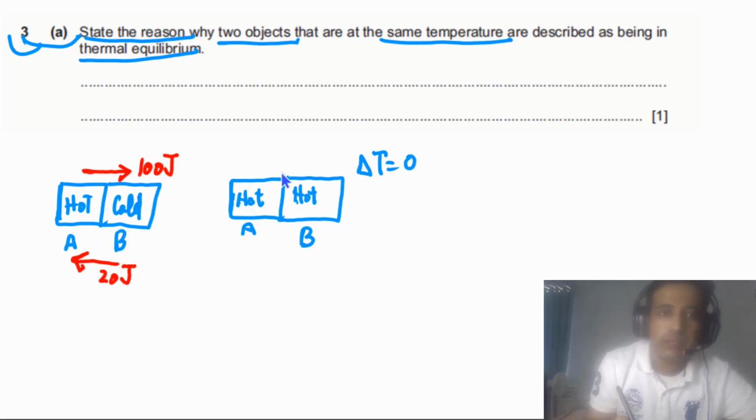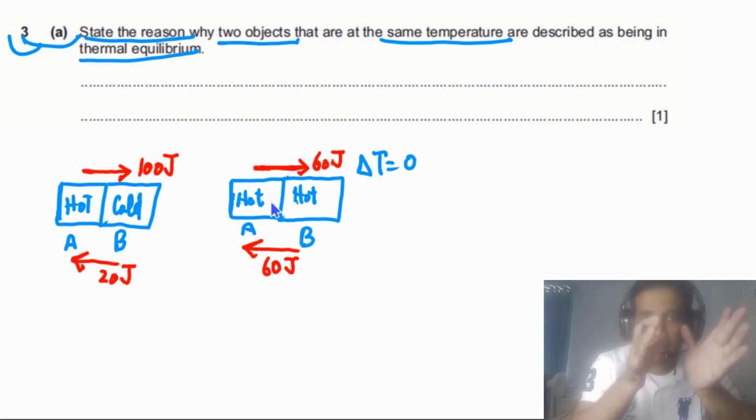In this case, it doesn't mean that there is no thermal energy transfer when they are at the same temperature. When they are at the same temperature, there is no net thermal energy transfer, but still thermal energy will flow from A to B. Let's say this one is 60 joules of energy. Then from B to A, when they are at the same temperature, the same amount of thermal energy will flow from this B to A as well.